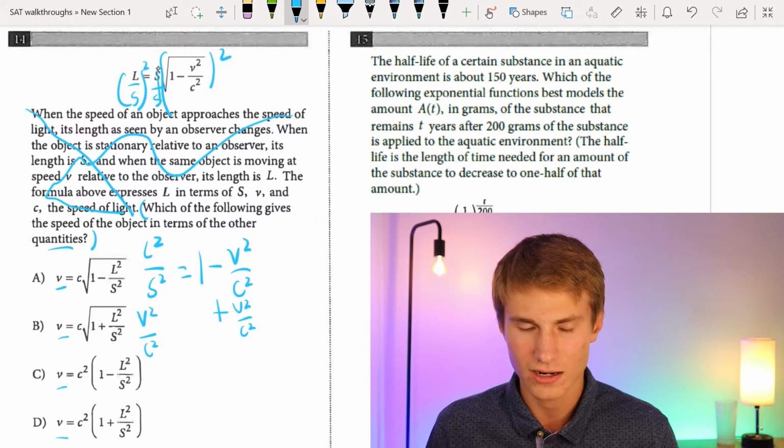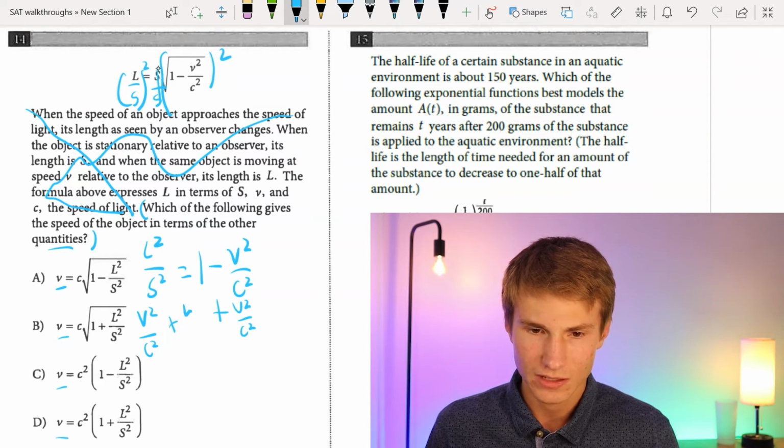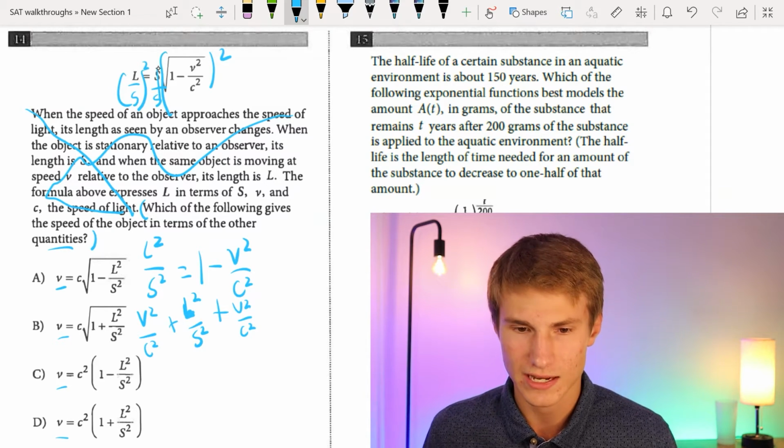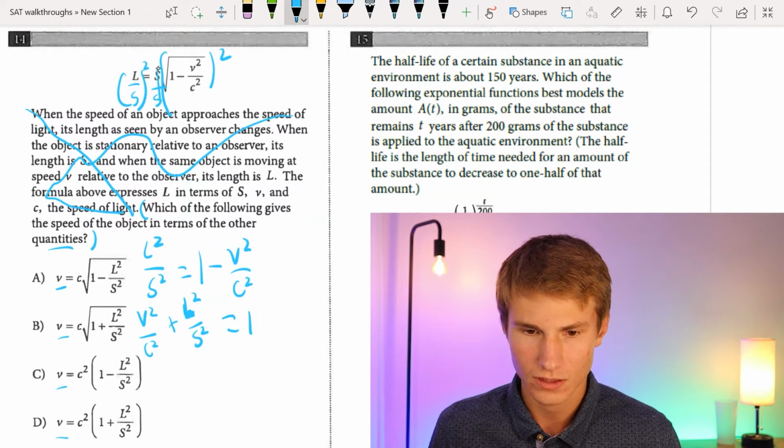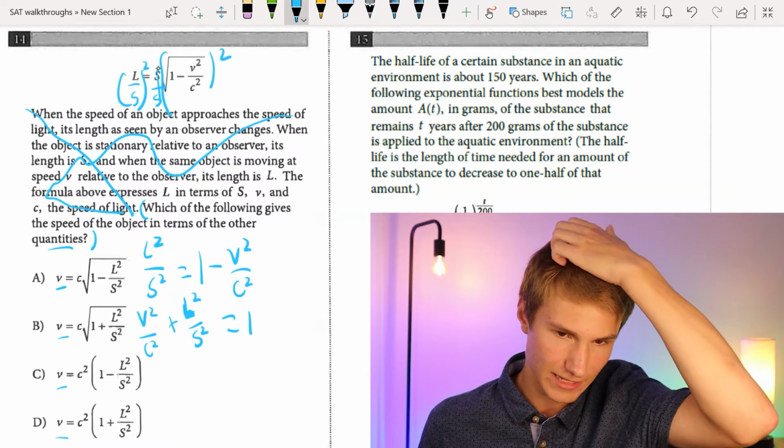I don't have to deal with a negative there. All right, so once I do that, keep in mind that I've got L squared over s squared. Okay, so that L, it's not a c, it's an L. Now, that's going to all be set equal to 1. All right, from here, I want to go ahead and start isolating my v.